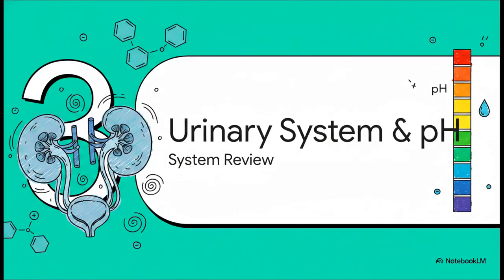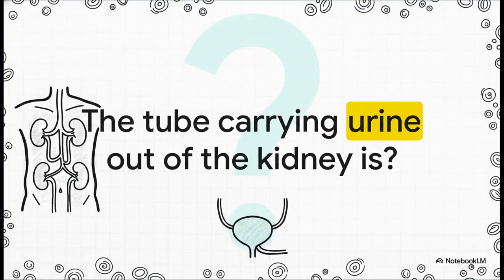Moving right along to Section 3, the urinary system and body pH. I know this is historically a pretty tough, complex topic for a lot of test takers, but don't worry, we're going to break it right down. Okay, this next question is a classic trap. The tube that carries urine out of the kidney is called the urethra, ureter, collecting tube, or bladder.